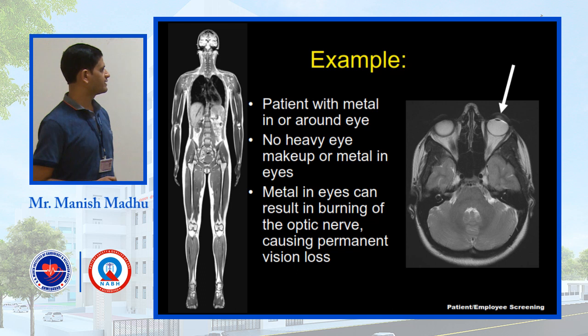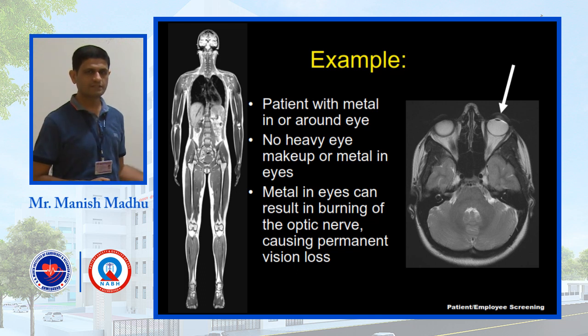No heavy eye makeup or metal in eyes. Metal in eyes can result in burning of the optic nerve, causing permanent vision loss. See the danger of having metal within the eye. It may damage the optic nerve.